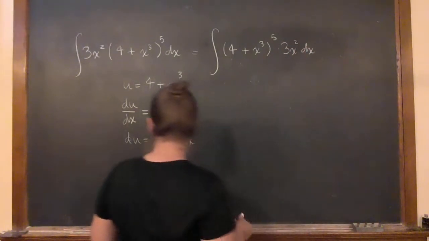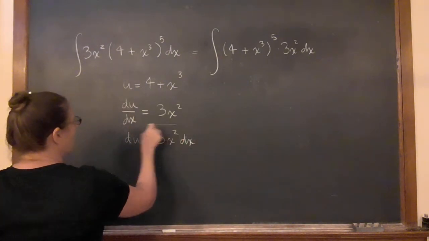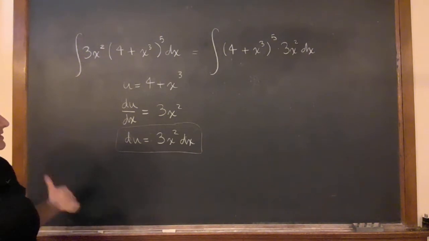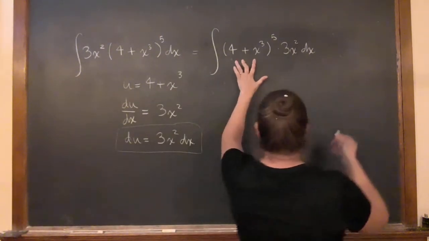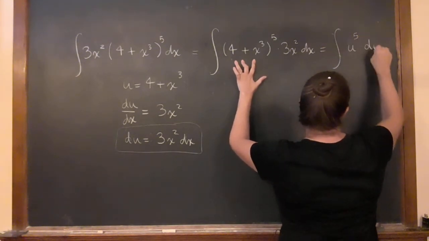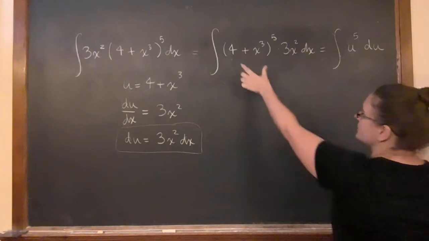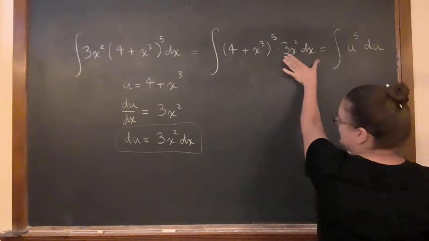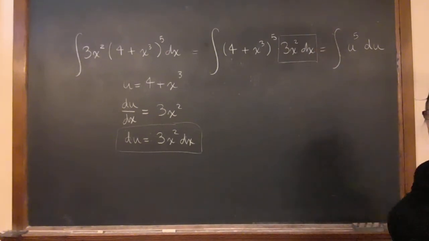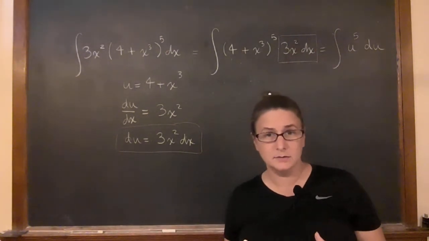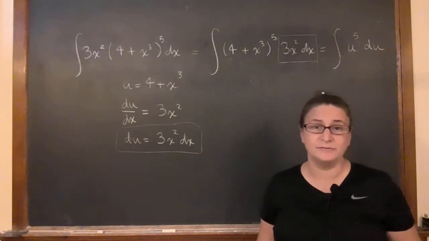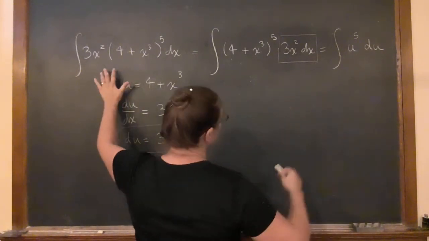Right? So now, all of that garbage at the end just becomes the du. And if I look at this, it just looks like u to the 5th du, because I'm substituting in u for this, and my du becomes this whole bit here. See? Now, at first you may find it helpful to rewrite it from here to here so that the du is together, but you don't have to. You can go directly from here to here.